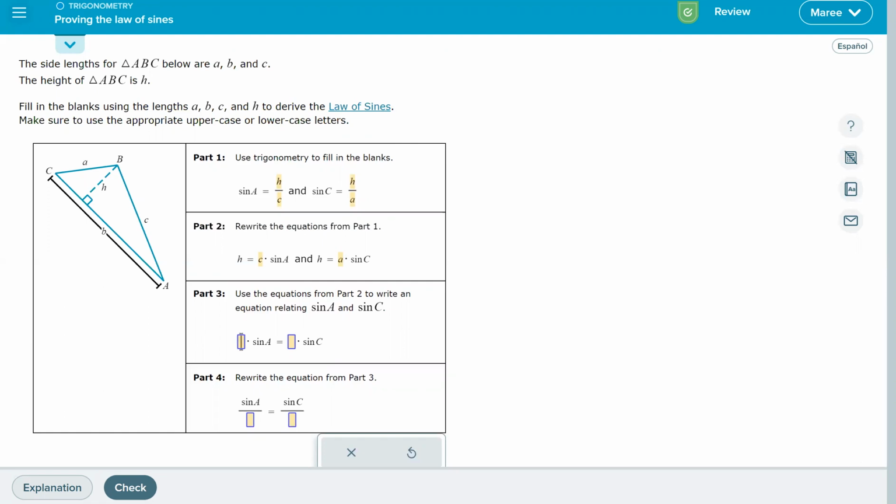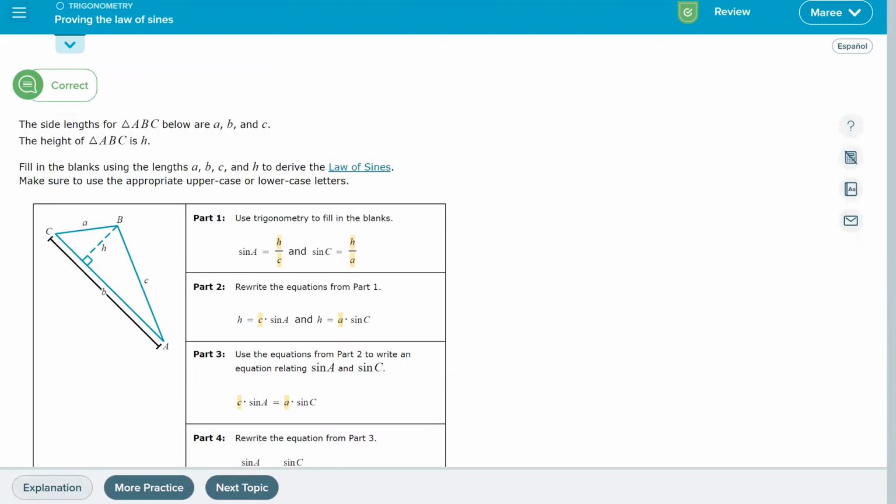So then we could say C sine A is equal to A sine C. And sine of A divided by little a equals sine of C divided by little c. That's actually the law of sines, which we can make that proportion each time. And that's the end of the lesson.